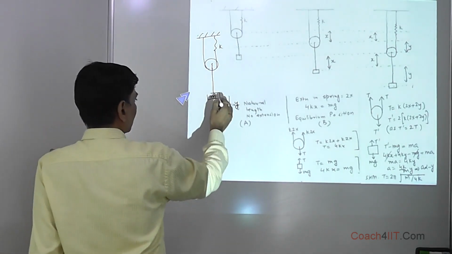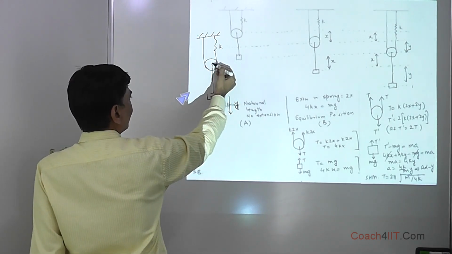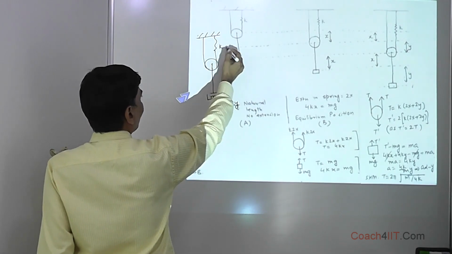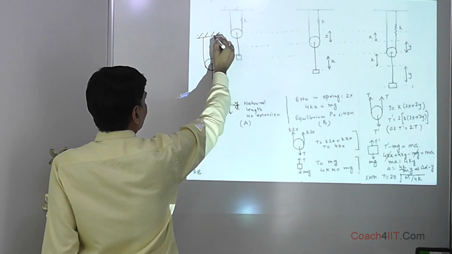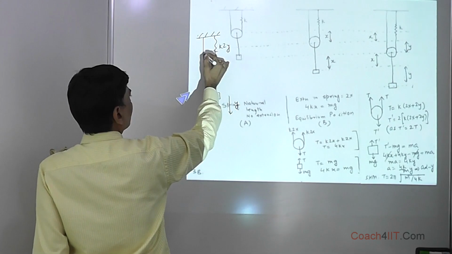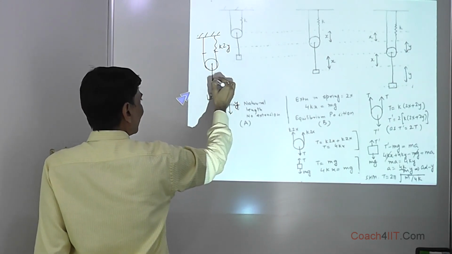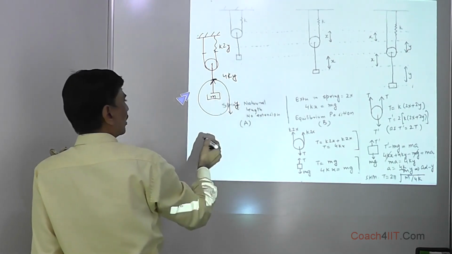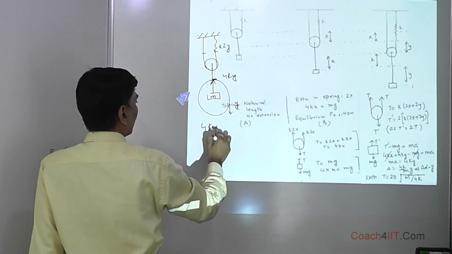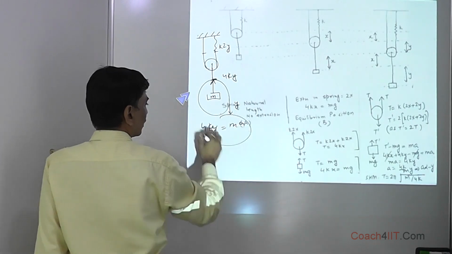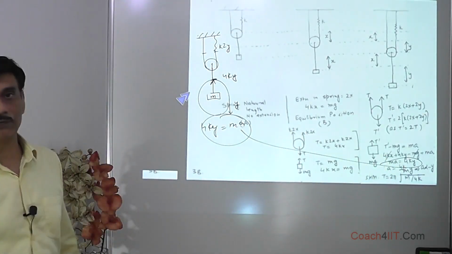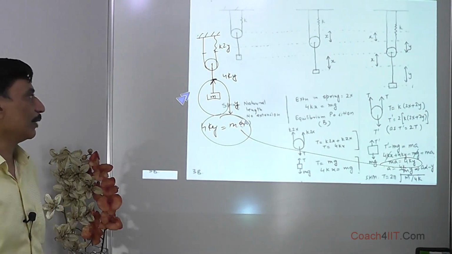When we pull it by distance y, then certainly this pulley center goes by distance y, and now the stretch in this is 2y. If 2y is the stretch, the tension over here is k into 2y, k into 2y. So the extra restoring force which is generated in this is 4ky. We say 4ky is equal to ma. That is, we get the same thing. And from there, acceleration is proportional to minus y, and we can get the answer.